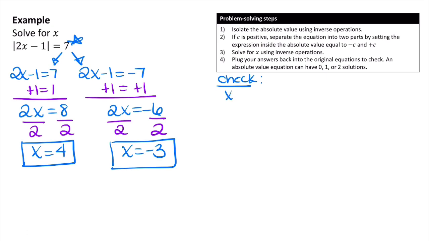So I'm going to start off with x equals 4. So that means I have the absolute value of 2 times 4 minus 1 equals 7. Which means the absolute value of 8 minus 1 equals 7. And so that's saying the absolute value of 7 is equal to 7, which is true.